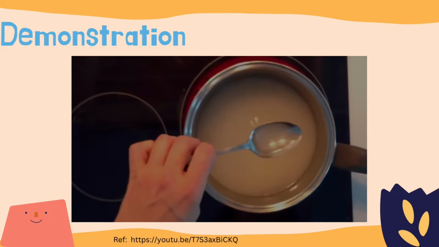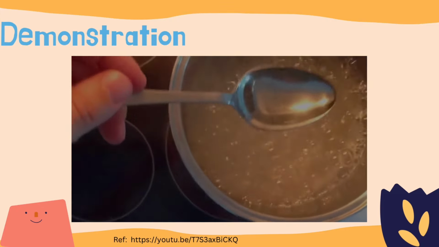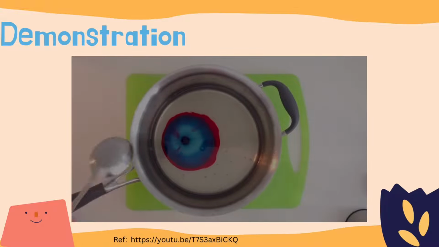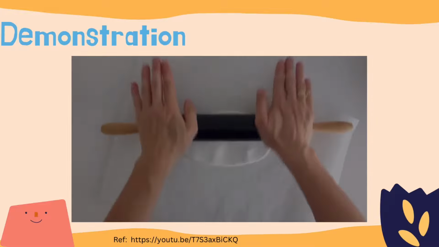We start by melting our sugar and then adding red and blue food coloring that will give us deep purple crystals. We set that aside to cool while we roll out our fondant.